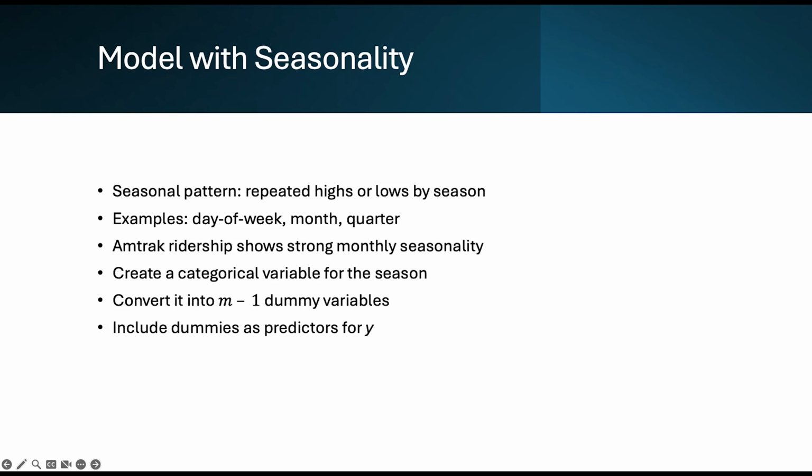Then we change that variable into dummy variables. If you have m seasons, we are going to have m minus 1 dummy variables. Each one is going to take one of two values, either 1 or 0. If the observation belongs to the season, it's going to take 1. If not, it's going to be 0. And one of the seasons is going to be the reference point. If all of the dummies take values of zero, then we have the reference season.